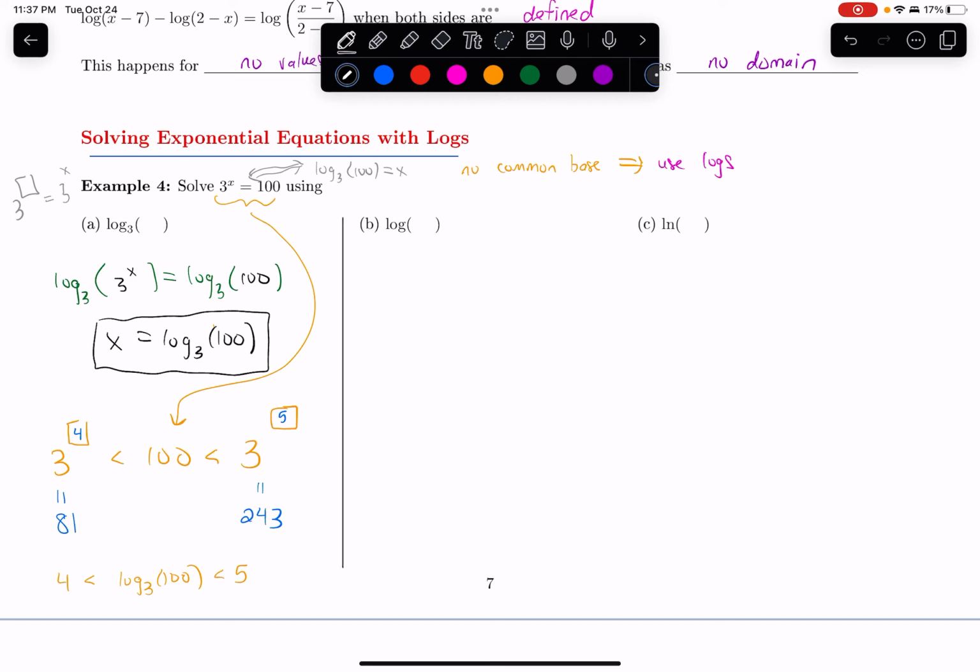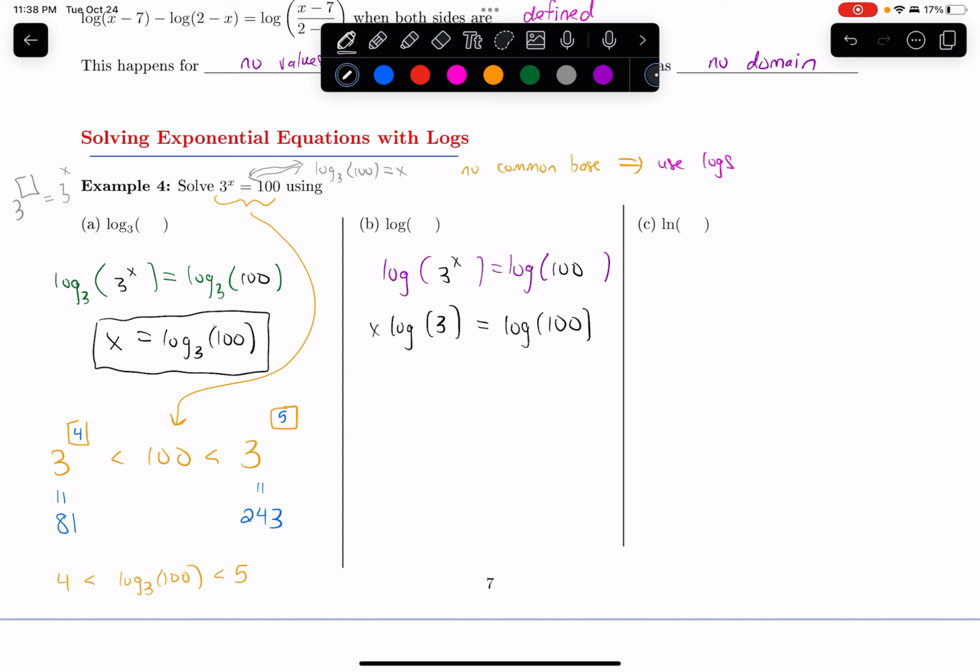In part B, I want to show how I can solve this using just log base 10. Now let's take log base 10 of both sides. So log of the left and log of the right. I'll get 3 to the x inside here and then 100 inside here. This time, the base of my log is 10, and that does not match the 3, so they don't just cancel like before. But I can use the power rule to bring this x out in front. If I do that, I'll get x times log of 3 equals log of 100.